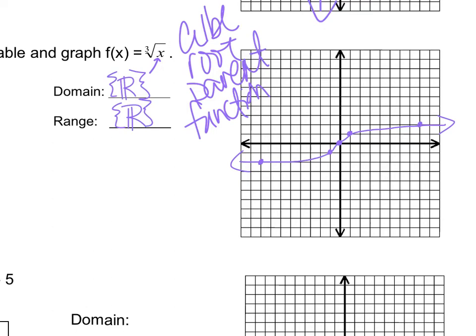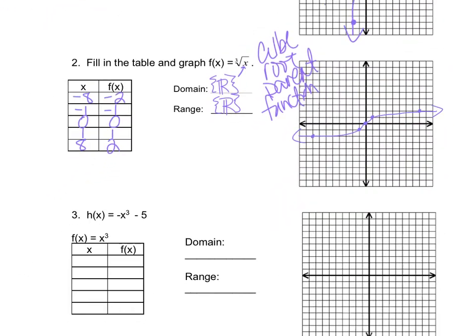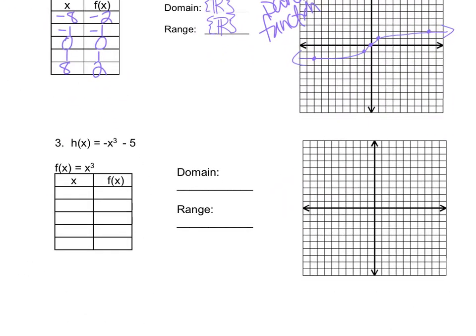So the 3 functions that we've talked about that have all real numbers for both domain and range are linear, cubic, and cube root. Okay, so we learned our 2 parent functions that we're going to be going over on this set of notes, and now we're going to look at transformations and then graph.